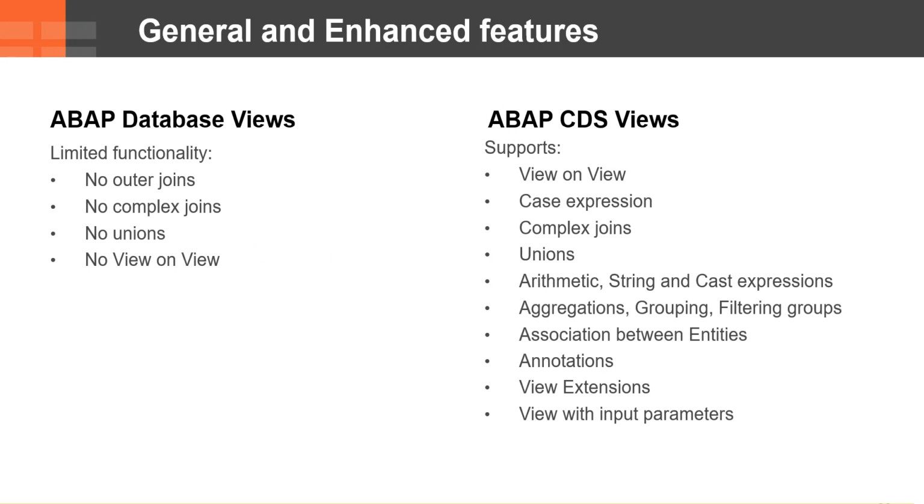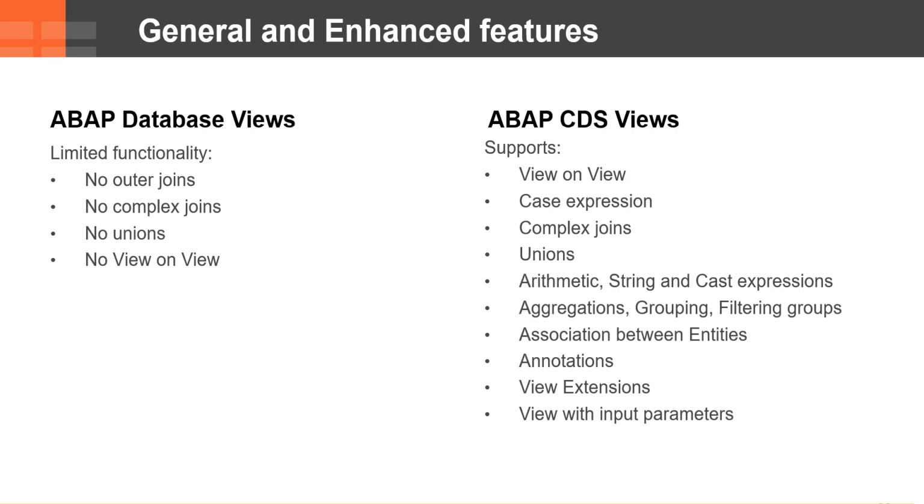So there are general and enhanced features in CDS views. General features: if you see the difference between the ABAP database views which you have in SE11 and ABAP CDS views, in SE11 the database view will not support outer joins or complex joins like right outer join and left outer join. Only inner join is supported, no unions, no view-on-view concept, no nested views. That means one view cannot be used in another view. These things have limited functionality in SE11 ABAP database views.